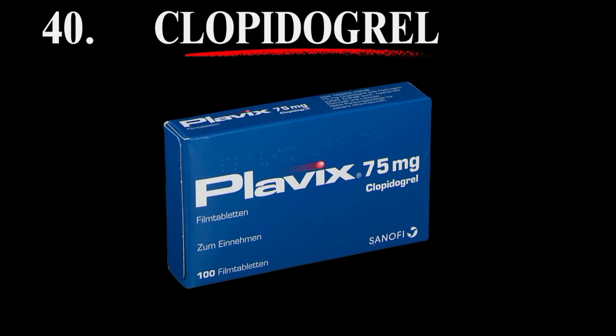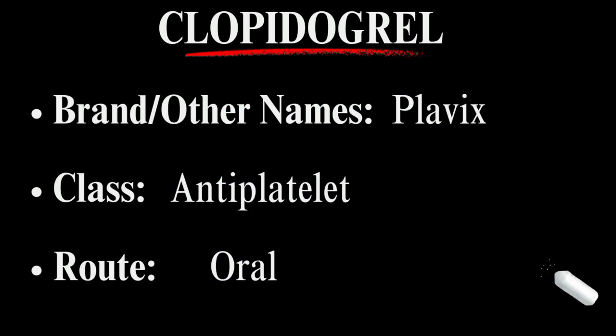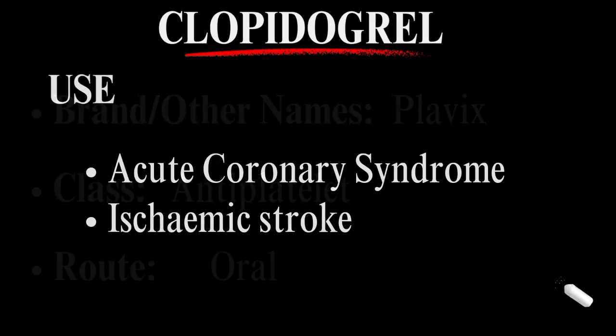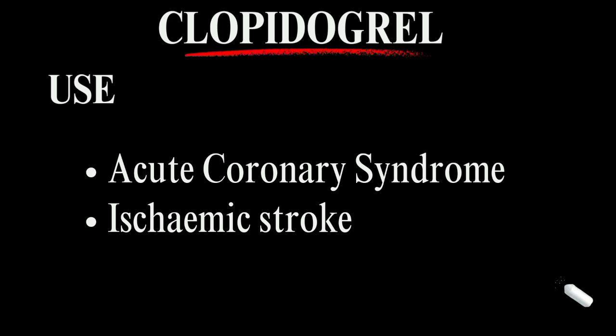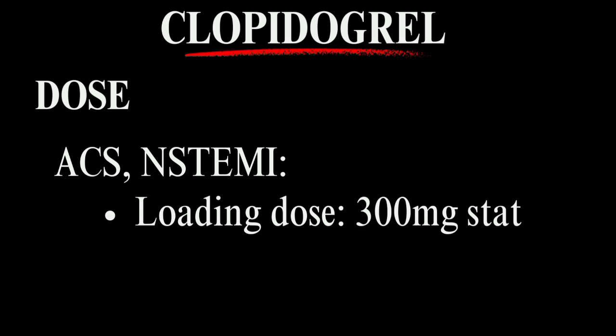Clopidogrel is sold under the brand name Plavix. It's an antiplatelet and the route of administration is oral. It's used for the management of acute coronary syndrome and ischemic stroke. So the dose for ACS and NSTEMI is a loading dose of 300 milligrams to start.